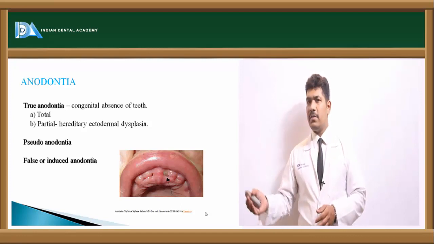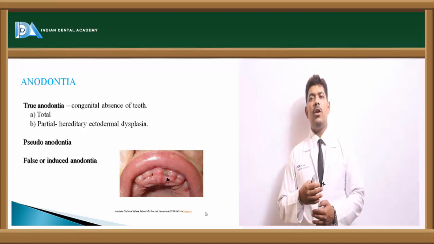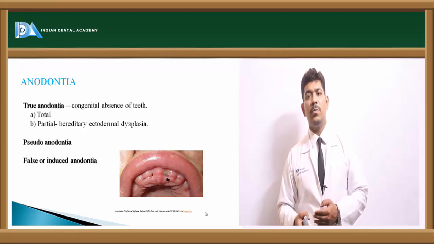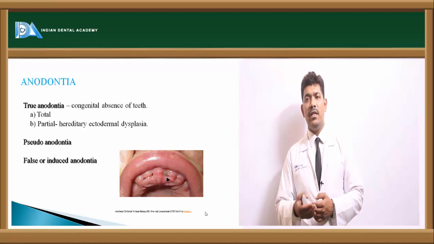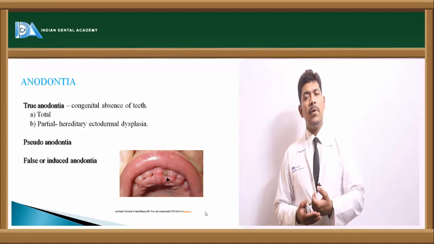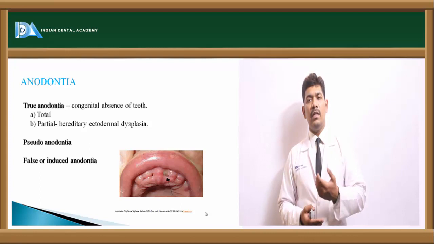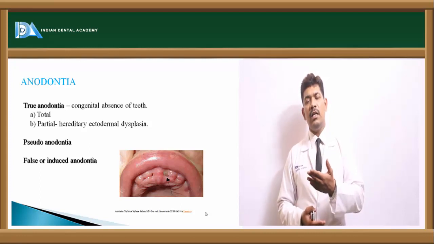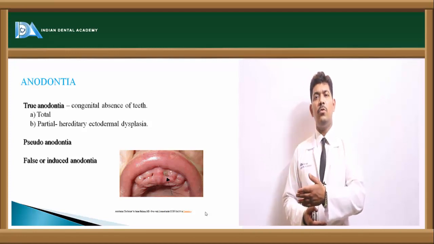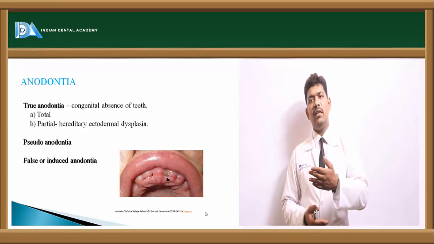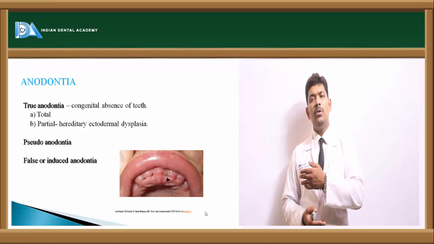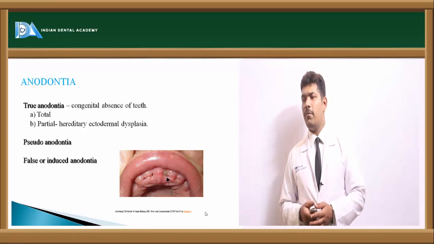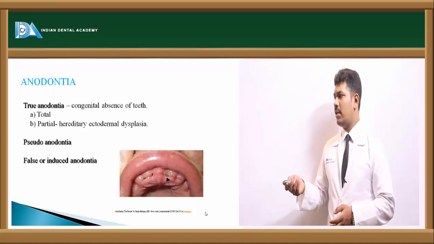Now there is also what is called false or induced anodontia, predominantly seen in older people, wherein people go in for extractions of particular teeth due to various reasons. This also can give an impression of anodontia, relative or total. But in actuality, these teeth have erupted into the oral cavity and have been extracted or removed because of various reasons, giving an impression of anodontia. That is your false or induced anodontia.